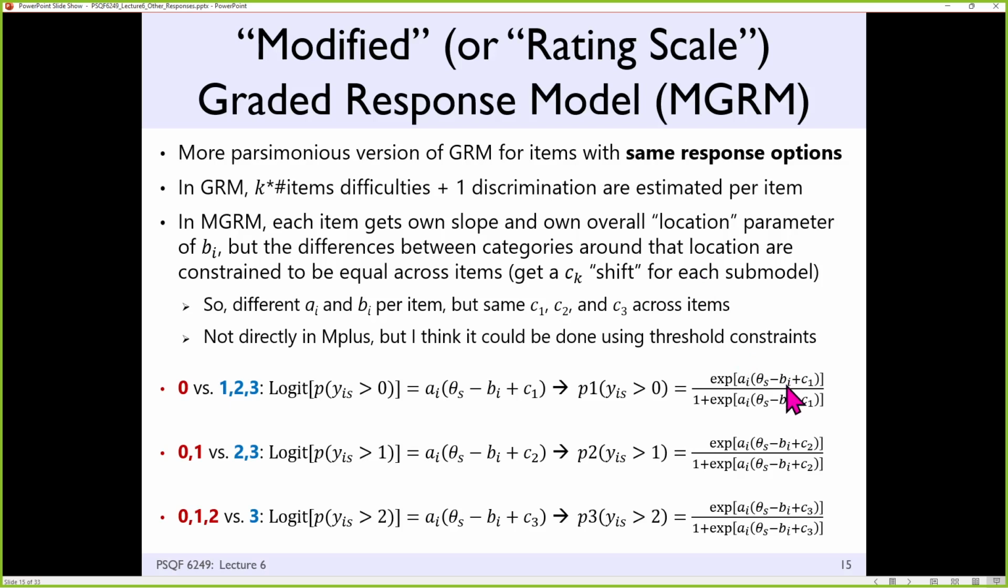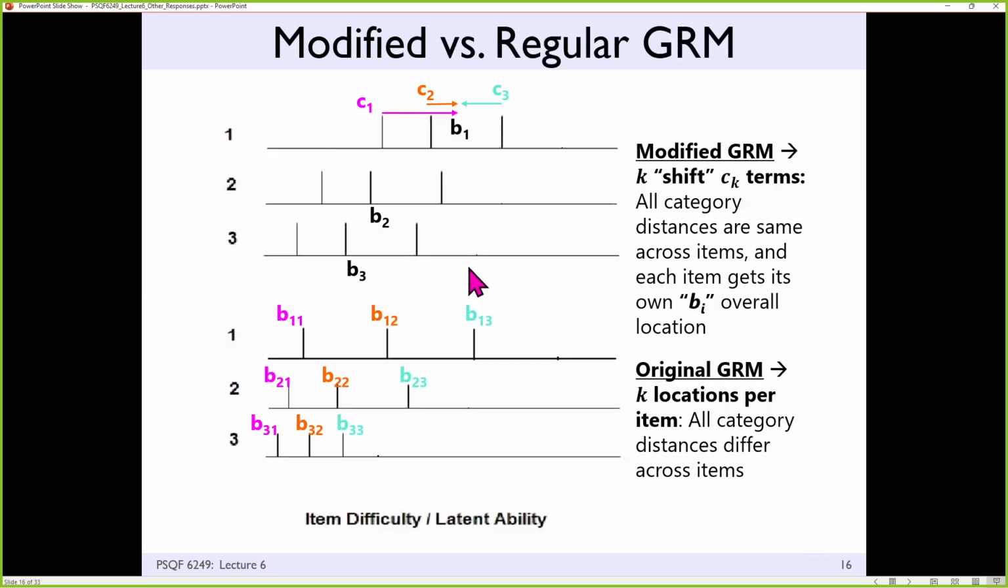So rather than giving each submodel a distinct difficulty, we lock them down to be the same across items and estimate a common discrepancy between the submodels, the C parameters. To describe this visually, it would look like this, where the bottom is our original graded response model. For instance, item 1 might have category thresholds that are relatively spread out relative to 2 and 3, whereas a modified model would force them to be equidistant.